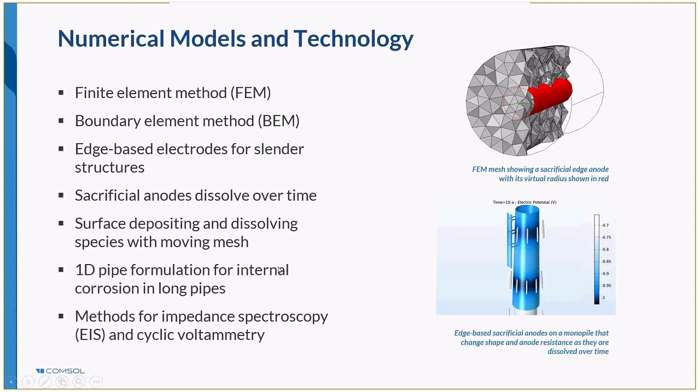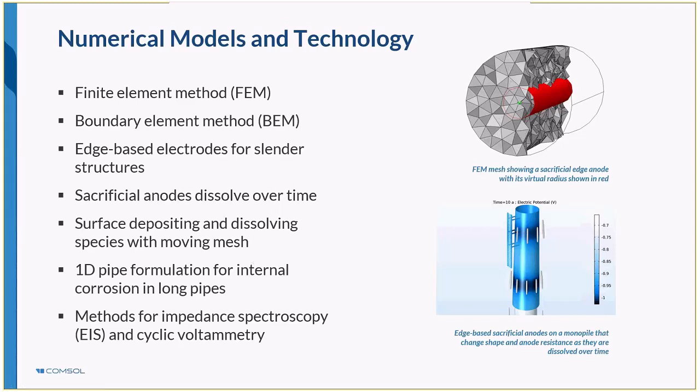We can account for the deposition or the dissolution of species on the surface, and we can either account for that just by summing up the amount which has been deposited, or we can actually see how the electrode surface deforms using a moving mesh approach.